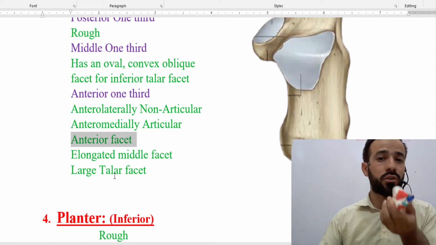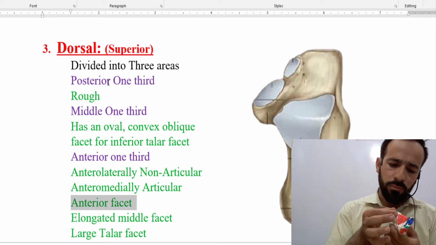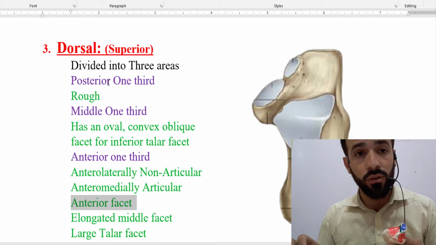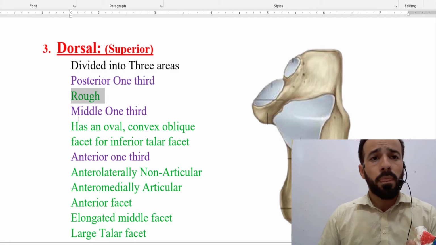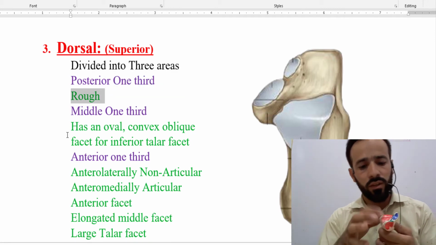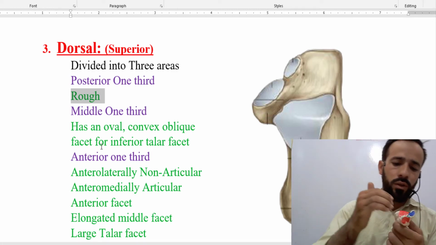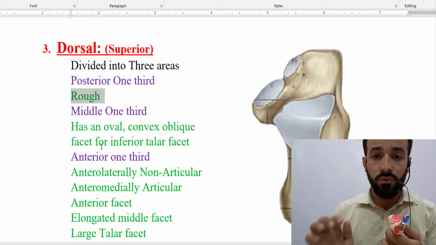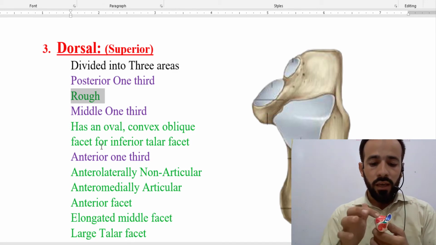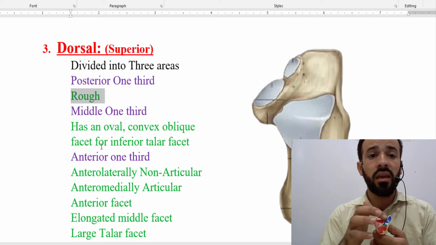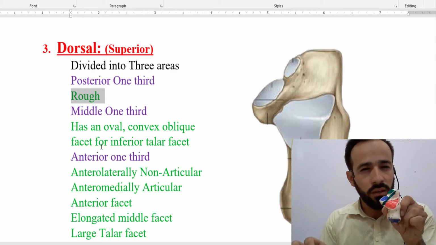So the important points about the dorsal surface are that, first of all, it is divided into three areas: the posterior 1/3, the middle 1/3, and the anterior 1/3. The posterior 1/3, you can see on the screen, is a rough part. The middle 1/3 has an oval oblique facet for the inferior facet of the talar bone. Then the anterior 1/3 is divided into a non-articular part laterally and an articular part medially, and it contains an anterior facet and an elongated middle facet. So these were the features of the dorsal surface.